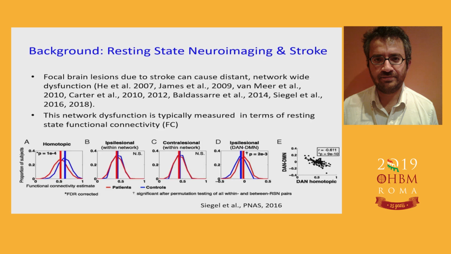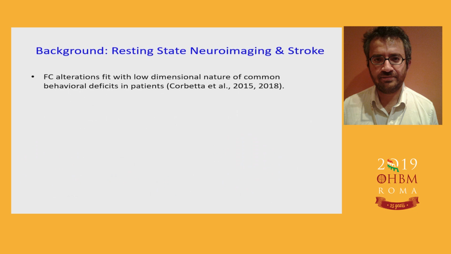For example, Siegel et al. showed that two robust FC-based markers of acute stroke, irrespective of the heterogeneity of the lesions, are decreased interhemispheric homotopic functional connectivity and increased inter-resting state network functional connectivity.